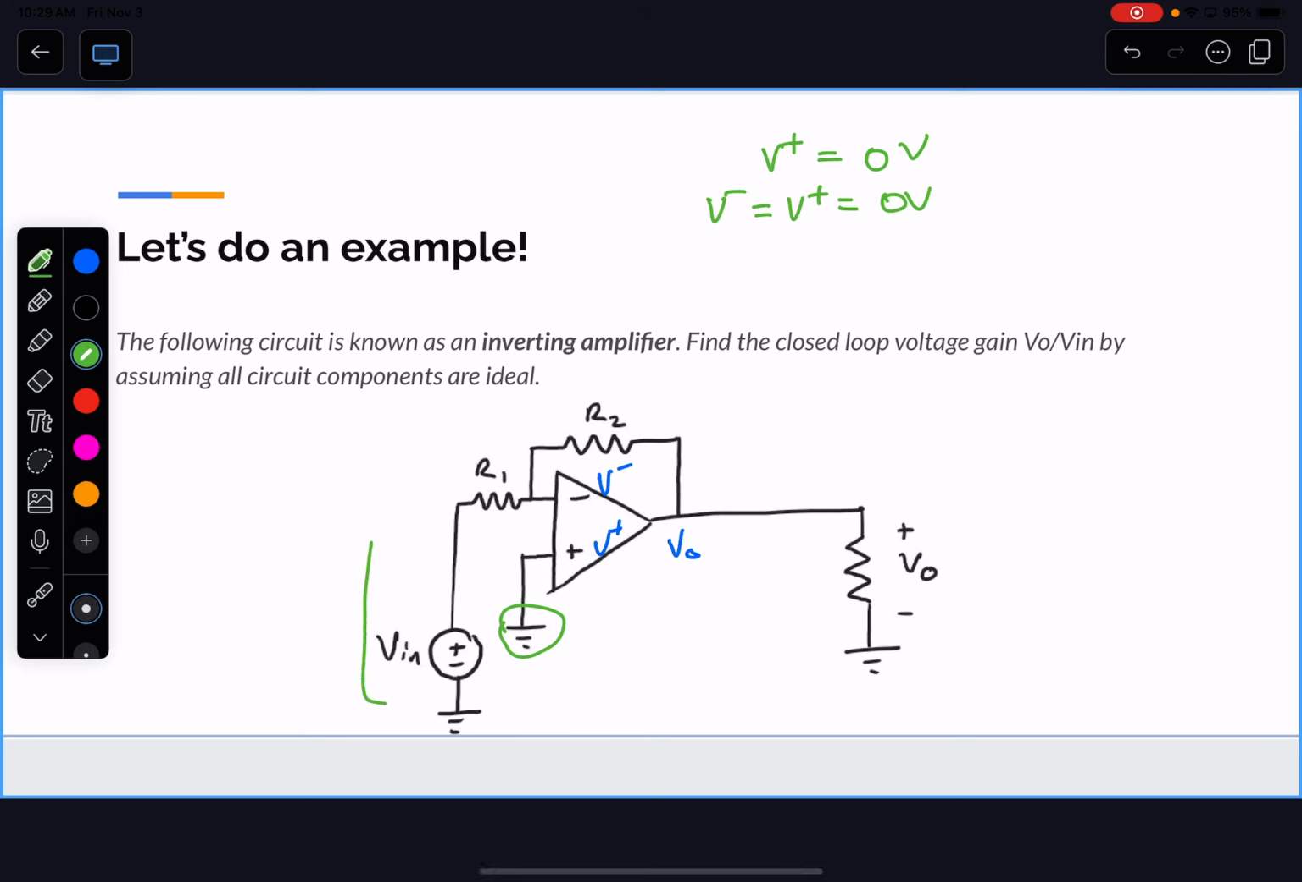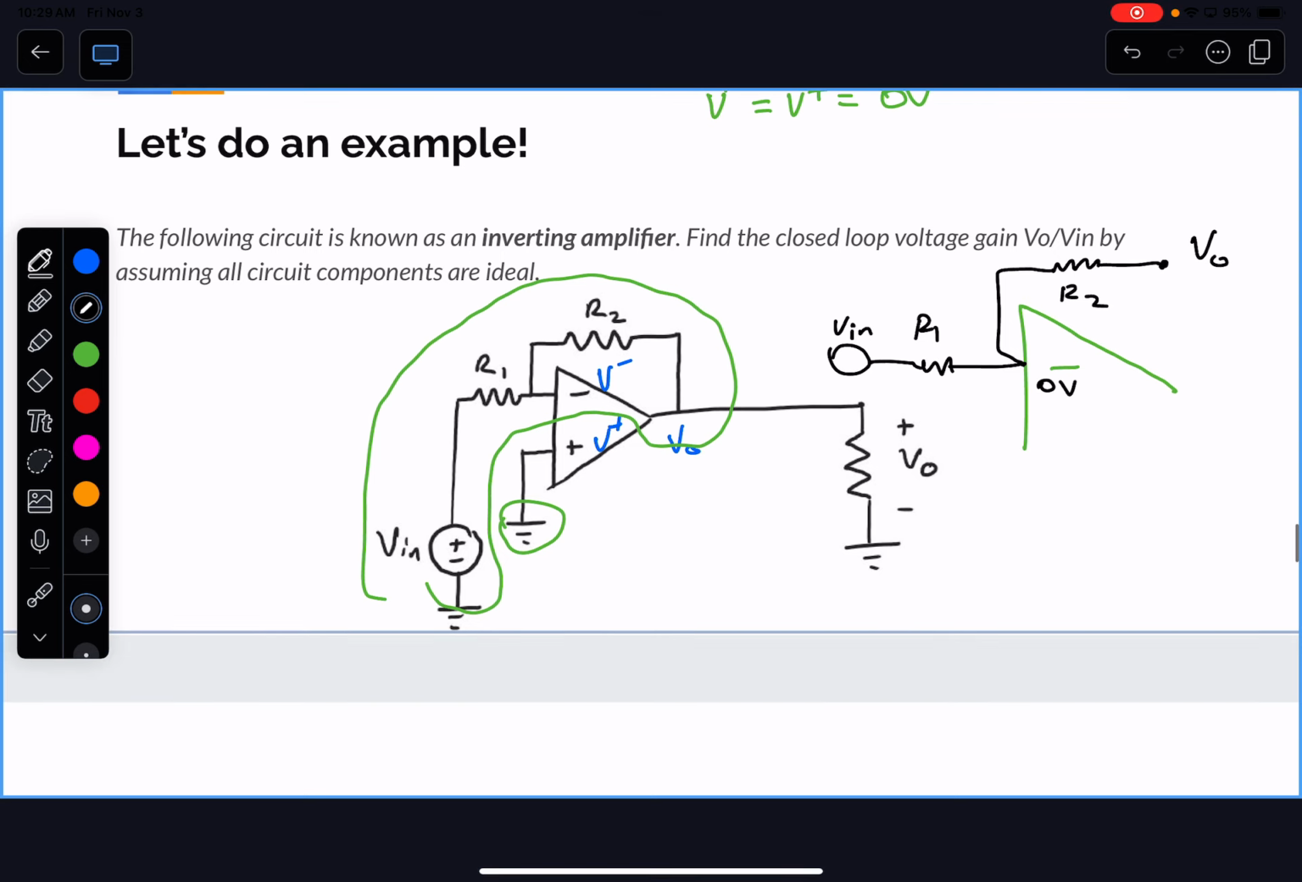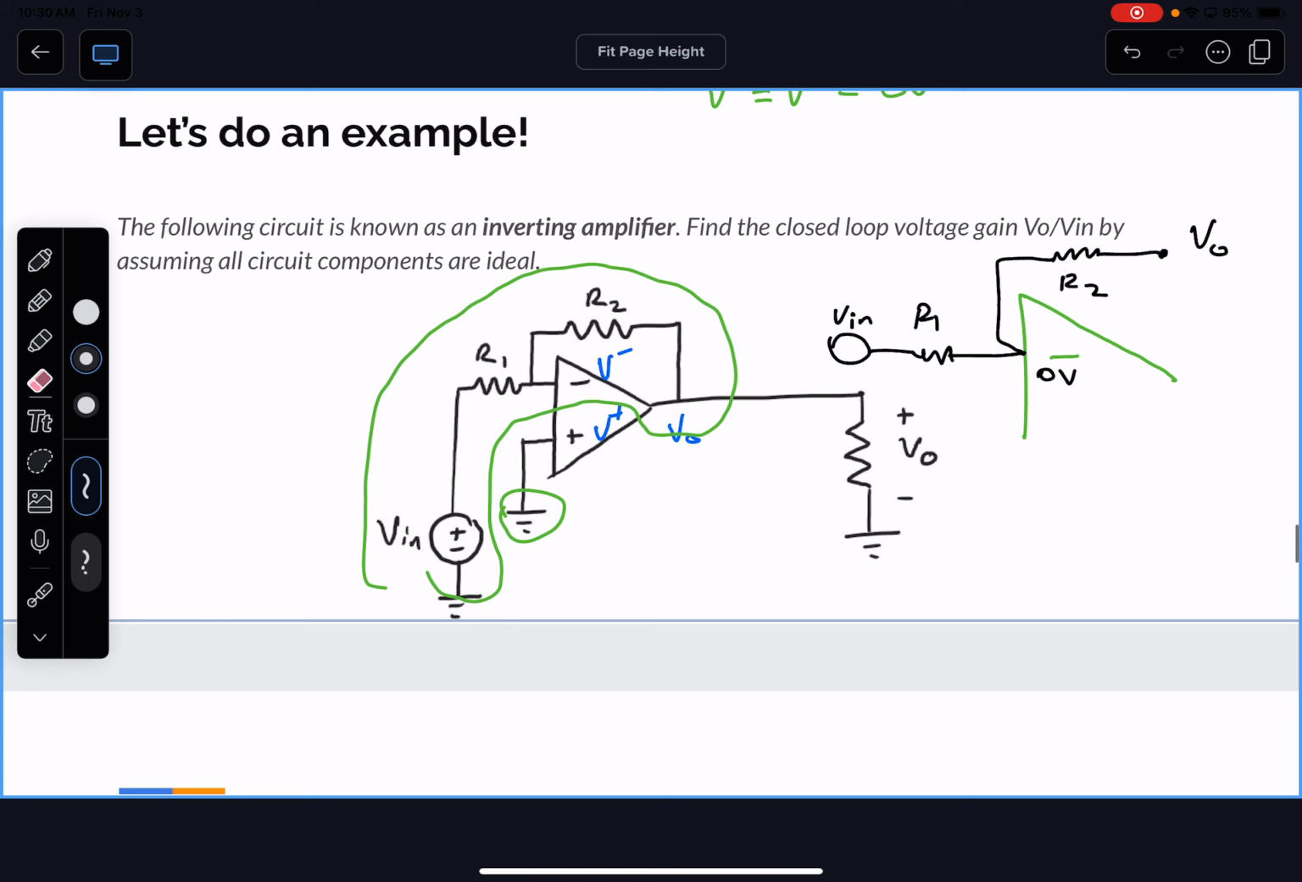We take this portion of the circuit out, and let's look at it. This is the minus input. You have an input voltage, V in, and an input resistance called R1. And then the same port, R2, goes into your V naught. And this is 0 volts. This looks very much like the equation.